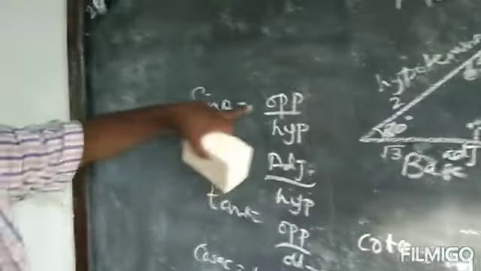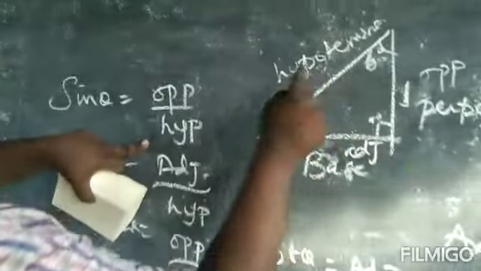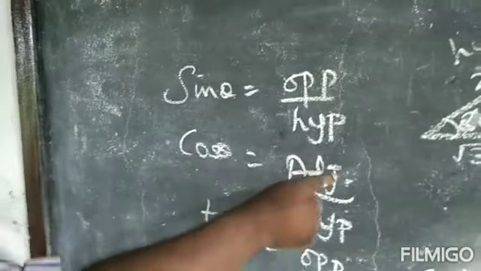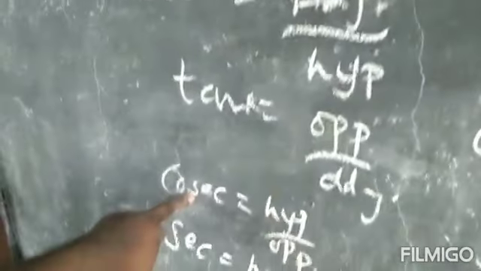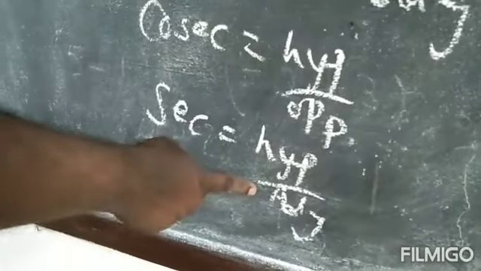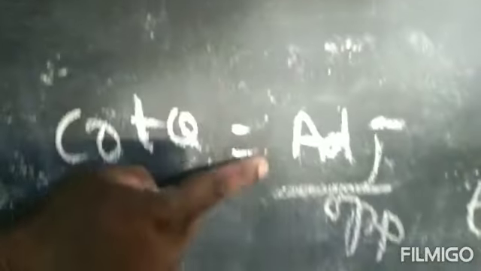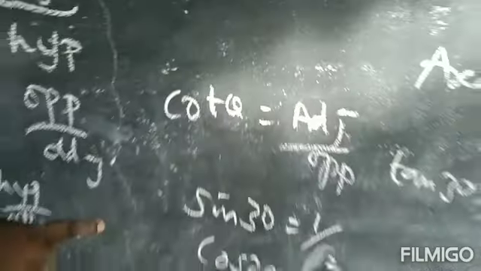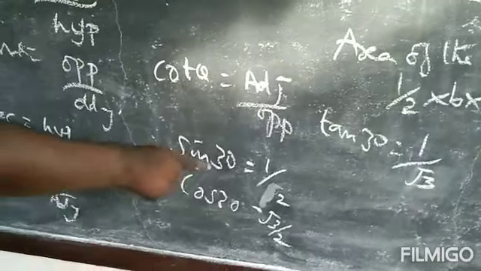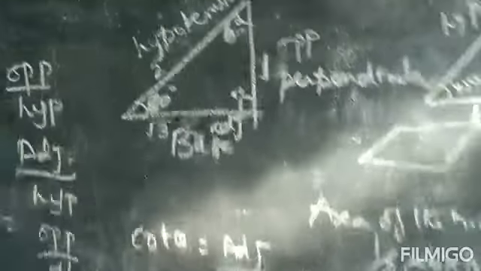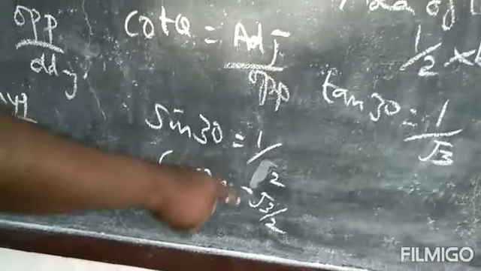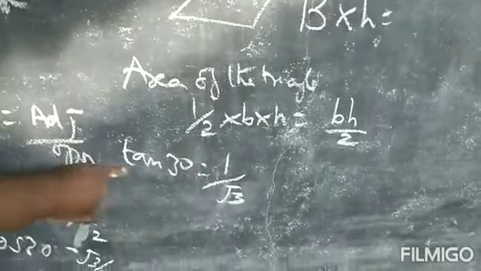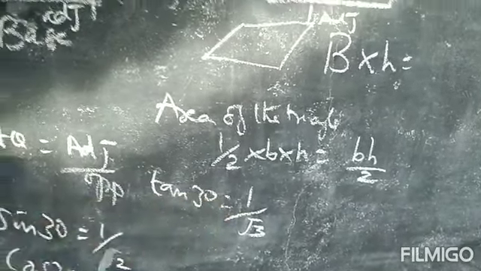Here, sin theta is equal to opposite by hypotenuse. Cos theta is equal to adjacent by hypotenuse, tan theta is equal to opposite by adjacent, cosecant theta is equal to hypotenuse by opposite, secant theta is equal to hypotenuse by adjacent, cot theta is equal to adjacent by opposite. So when we take sin 30 degree, it is equal to 1 by 2, opposite by hypotenuse. Cos 30 is root of 3 by 2. Likewise, tan 30 is equal to 1 by root of 3.